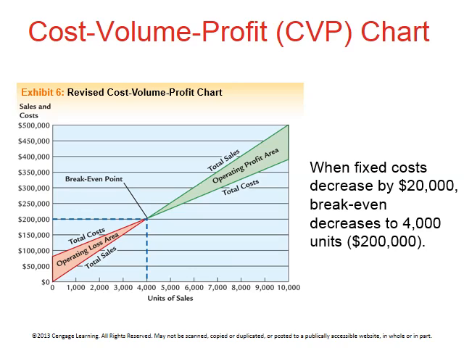And now let's take a look at a revised chart. Let's just say our fixed cost decreased by $20,000. So you can see our break-even point moved down to 4,000 units. So we still have the same idea, operating profit for everything above 4,000 units and an operating loss for anything below 4,000 units. And then our break-even point is at 4,000 units.